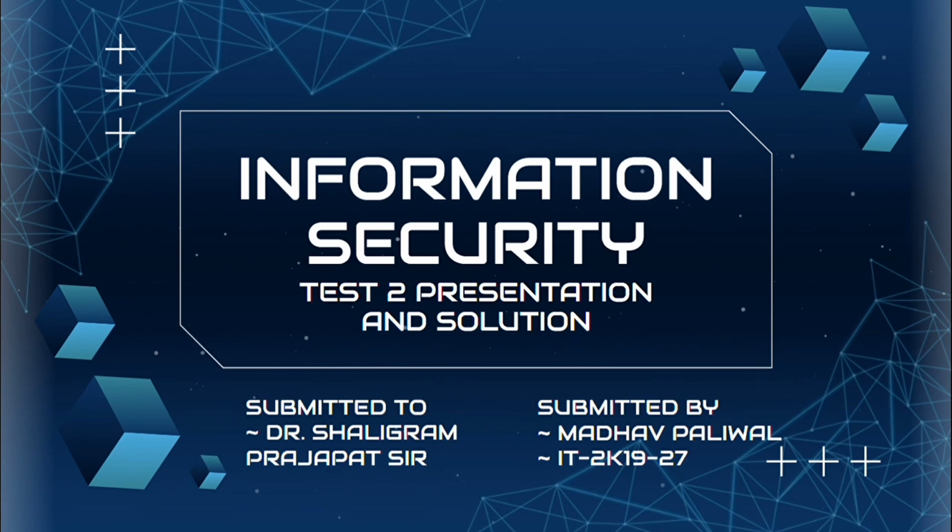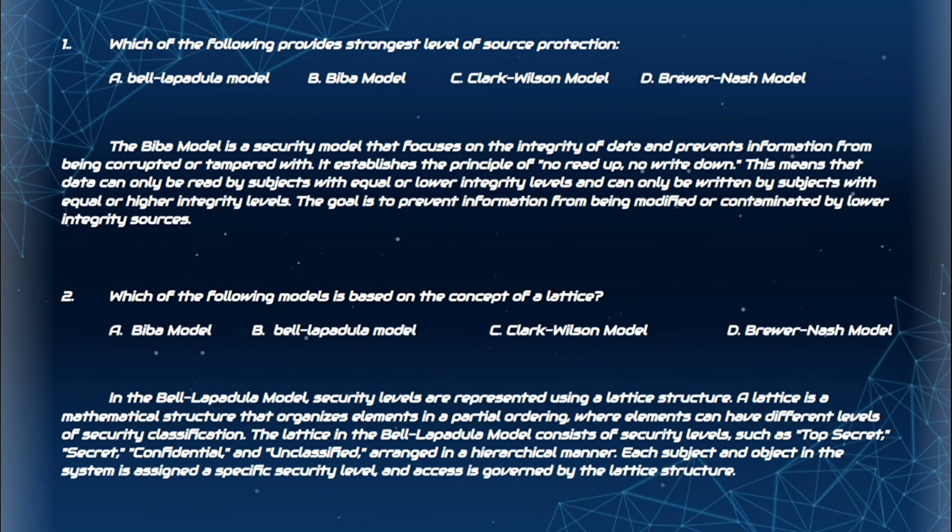So let's move to the assignment. It contains 20 MCQs. The first question is, which of the following provides the strongest level of source protection? Option A, Bell-LaPadula model. Option B, BIBA model. Option C, Clark-Russell model. Option D, Braver-Nash model. So the answer is option B, BIBA model.